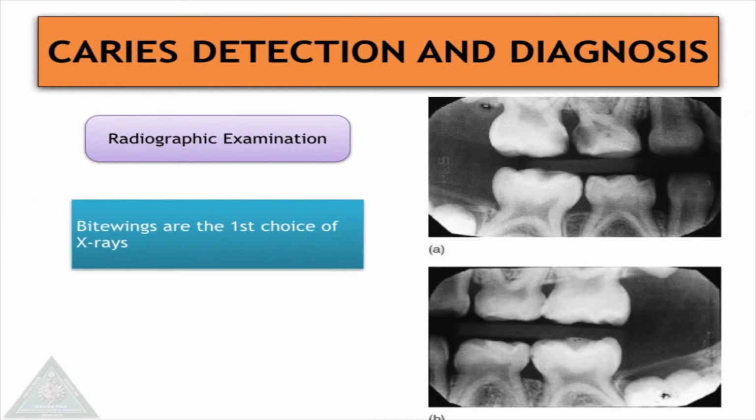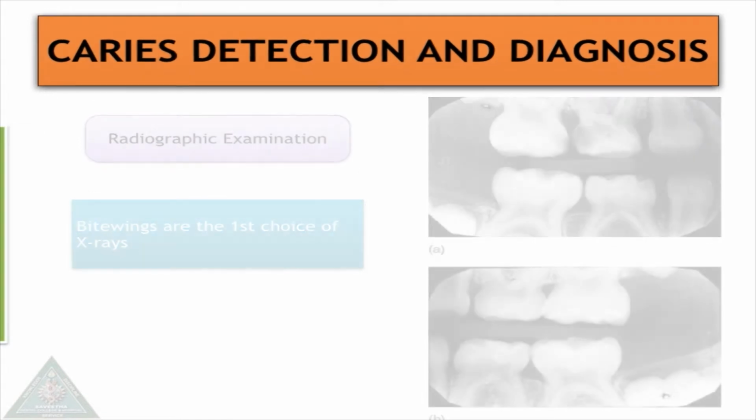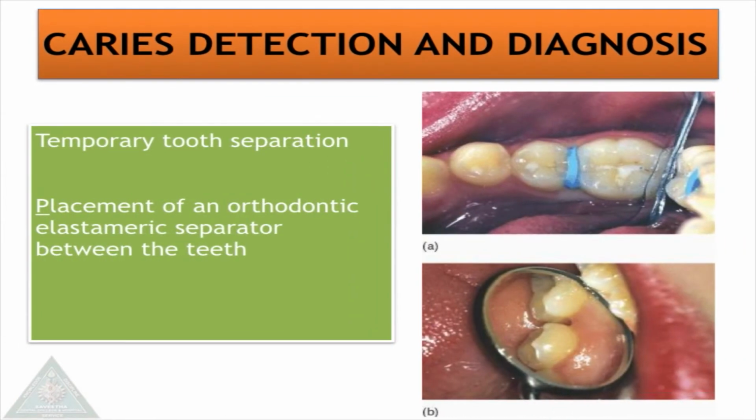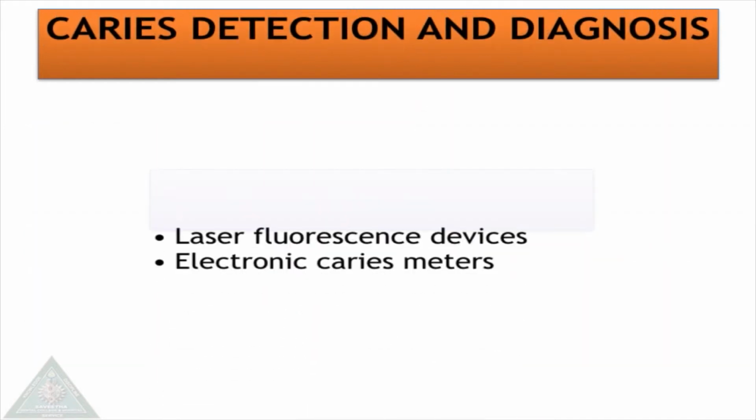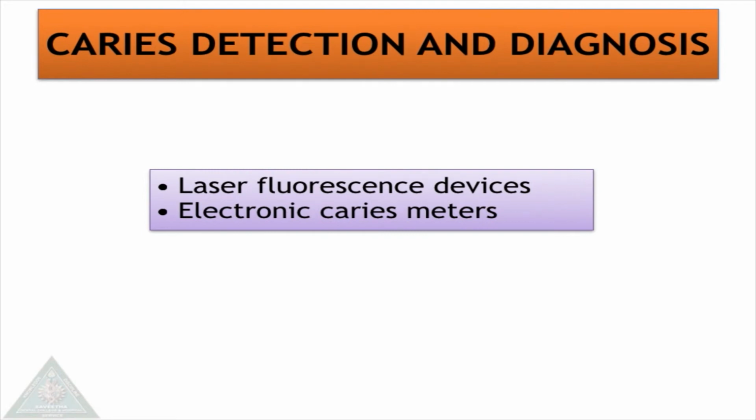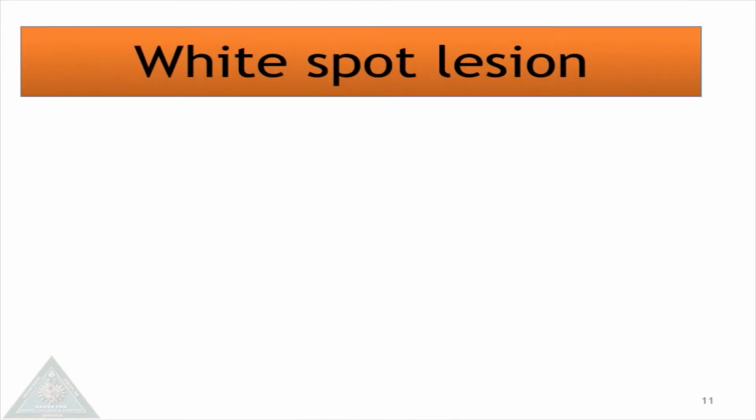The radiographic method, in which we use bitewing X-rays for detecting proximal surface caries, which show as radiolucent areas. The other method for detecting proximal surface caries is placing a temporary orthodontic tooth separator in between the teeth. The other methods for detecting dental caries are the laser fluorescent devices and the electronic caries meter.